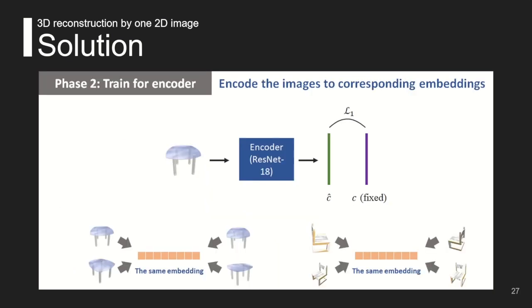The second step is to train the encoder. We generate several images of one 3D object from different views and input them to the encoder. We want the encoder output embedding to be similar to the embedding gained from the first step. Here, we use an L1 loss to achieve this purpose. After training, we can input an image, get the embedding, and query the SDF value with the embedding and different XYZ coordinates to get a 3D object.